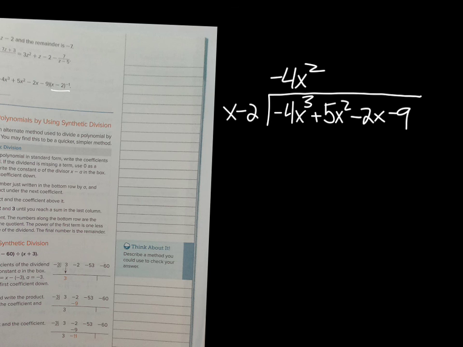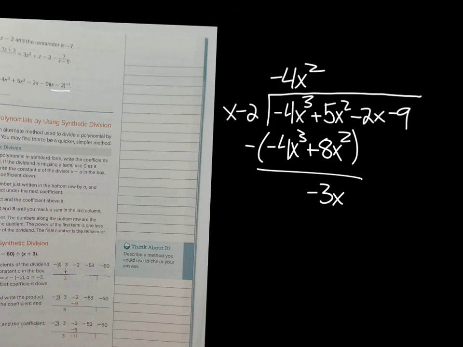Now you're multiplying, just like in long division. So -4x squared times x, -4x cubed. -4x squared times -2 is positive 8x squared. Remember we are subtracting here. -4x cubed minus -4x cubed is 0. 5x squared minus 8x squared should be negative 3x squared. Now we're bringing down the next term.